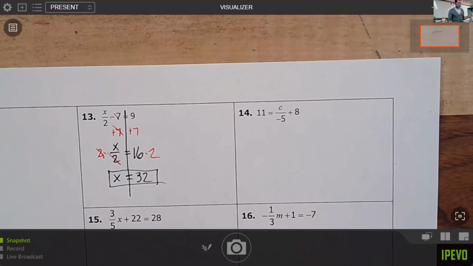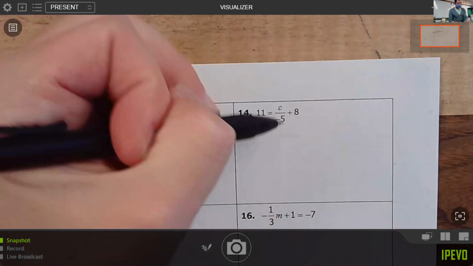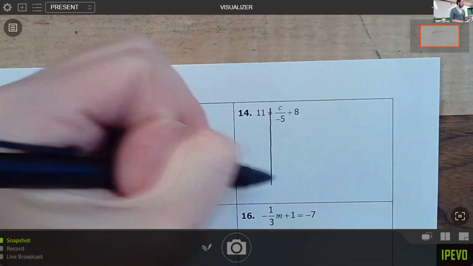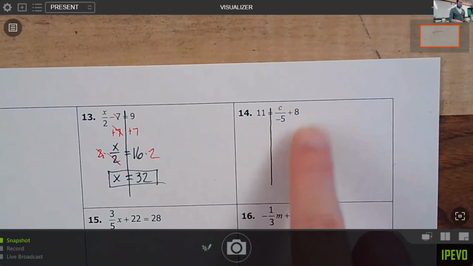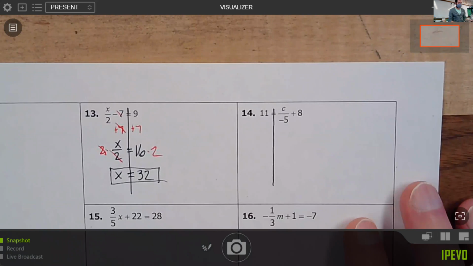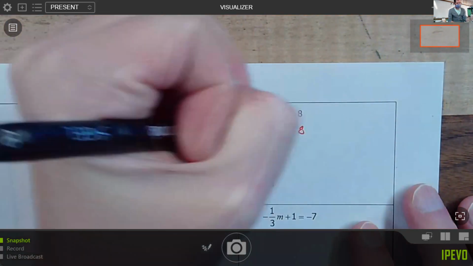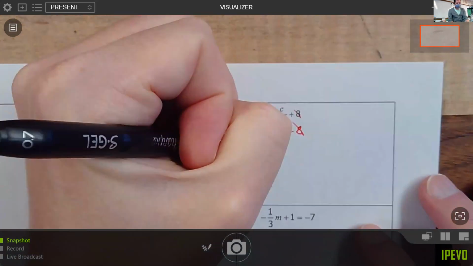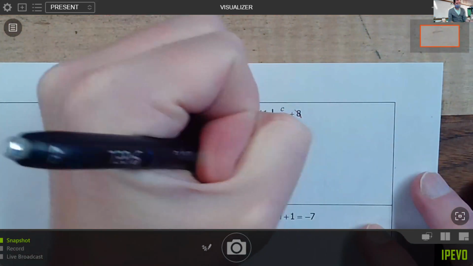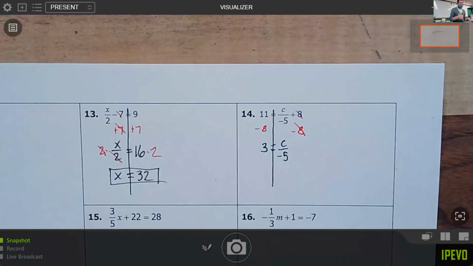For 14, variables on the right-hand side of the equation this time. So we just got to make sure that we're looking at the right-hand side in order to figure out what needs to happen. So first thing here, what are we going to do on number 14? Subtract 8. So if we subtract 8, the 8's will cancel on the right, which means we still have a c divided by negative 5. 11 minus 8 is 3. All right, what happens next?